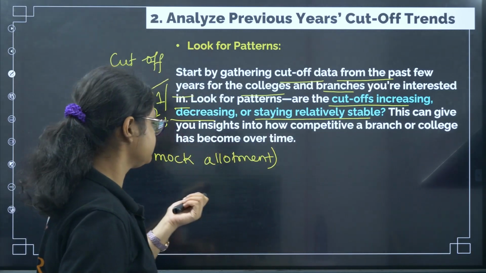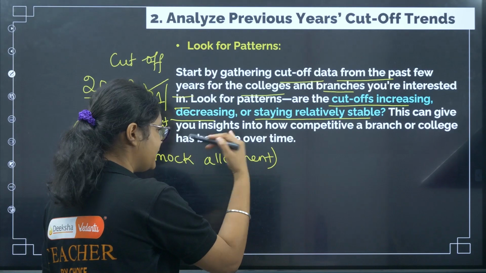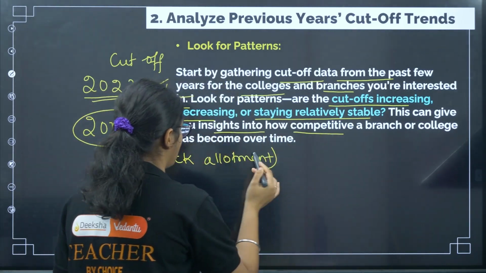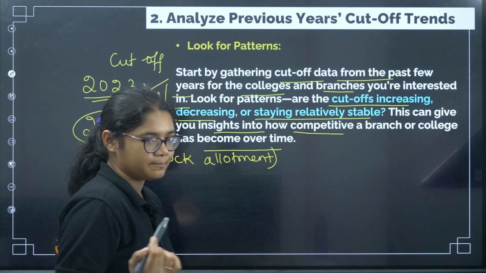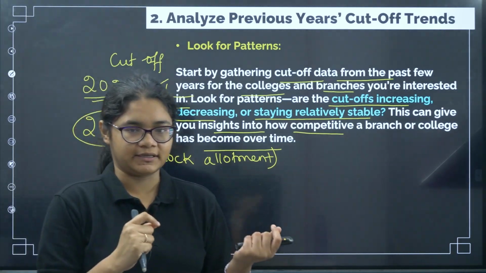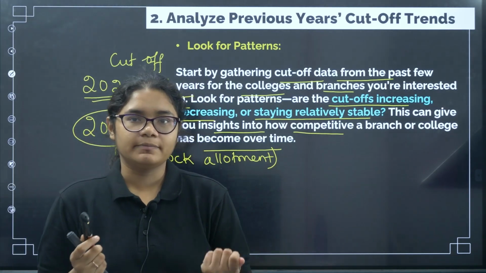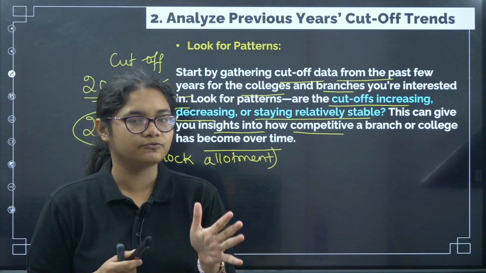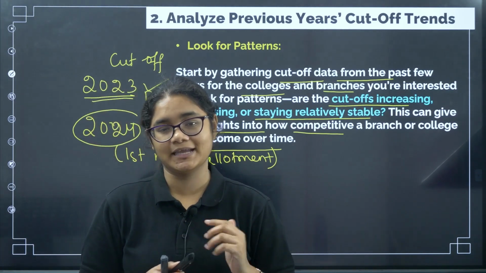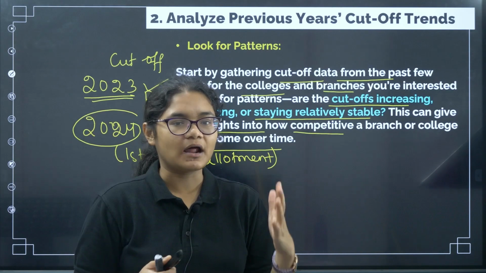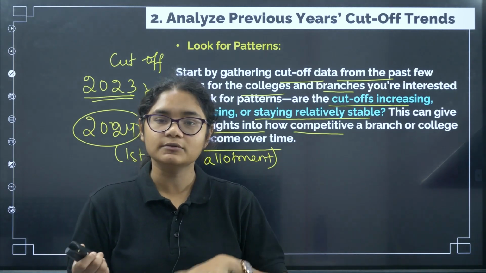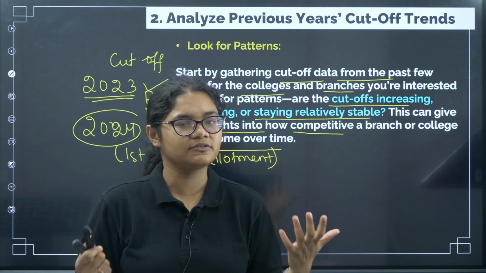Based on this you can understand how competitive a branch or college has become over time. Suppose, for example, RV College's first round cutoff last year was 241 and it became 268 this year, then you can see the branch competitiveness has decreased. The cutoff has come down, so more students can go there. This can be because of many reasons.